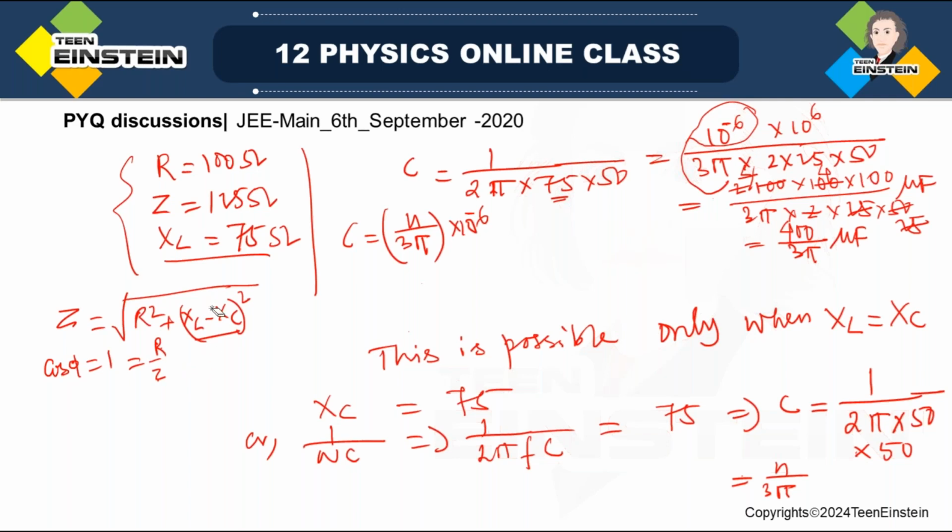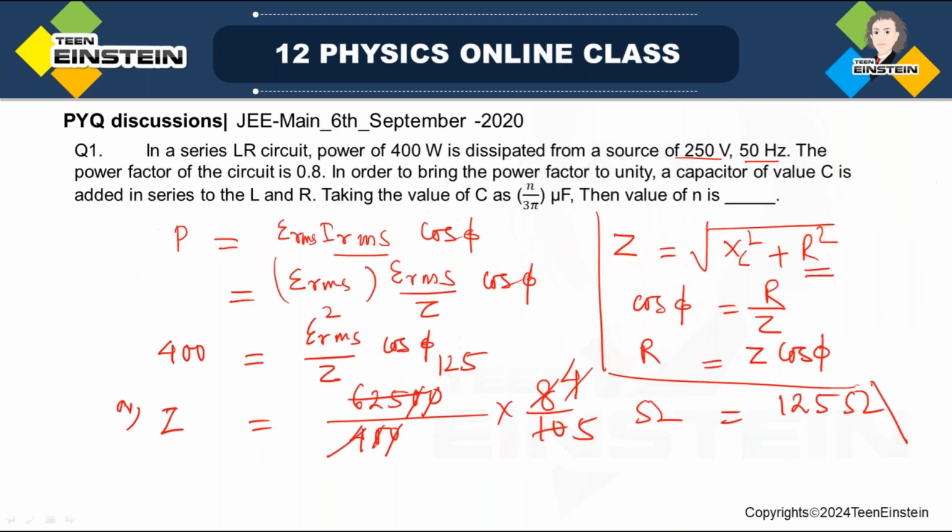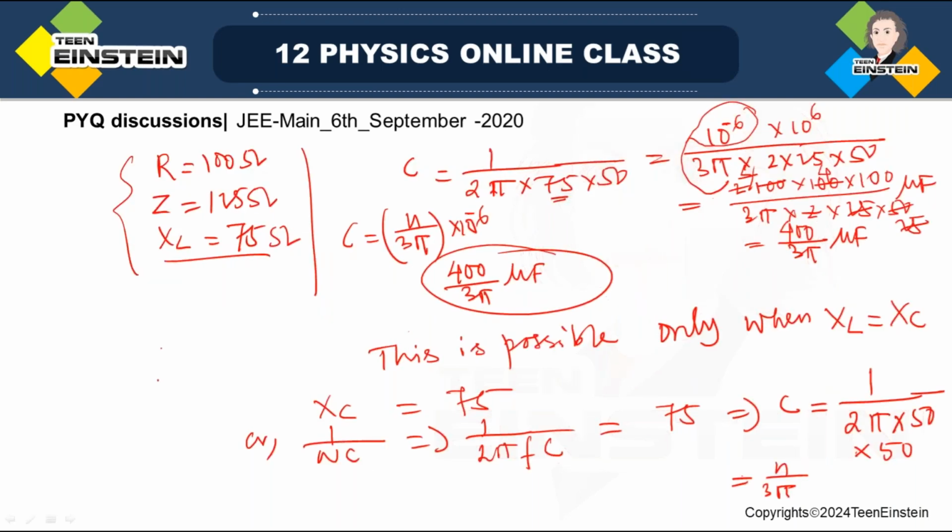So that's why we have written XL is equal to XC. That means at the resonance condition it can happen, okay. So power factor will be unity at the resonance condition for this particular circuit when the capacitance value will be 400 by 3 pi microfarad, okay. This should be the capacitance value. So look here, n by 3 pi microfarad, so n will be 400. All right, let us go to the next problem.